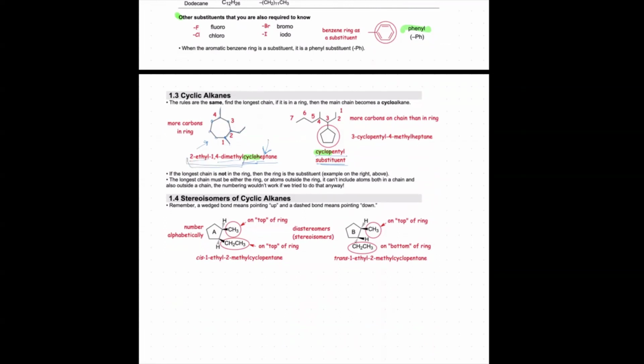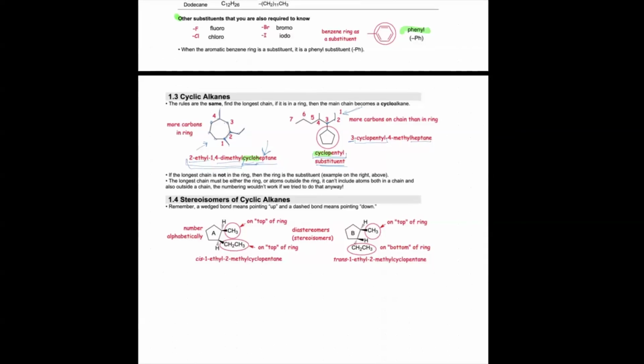So the cyclopentyl is identifying the substituent that is located on the 3rd carbon. So it just depends on what you're trying to identify. In this case, our main chain is linear, so that's why we just see heptane, versus in the first example, our main chain is actually that circle, the ring. So that's why the cyclo is at the end in the first example, but not in the second. Exactly.